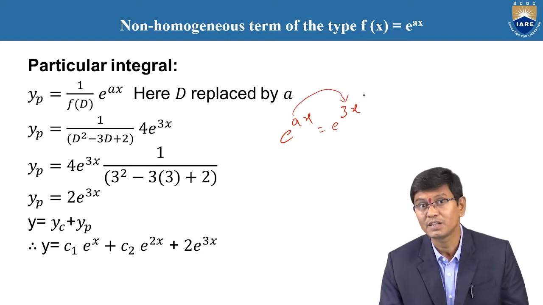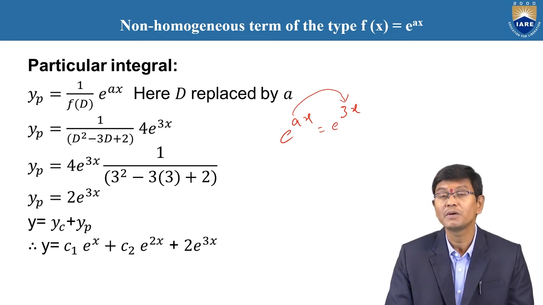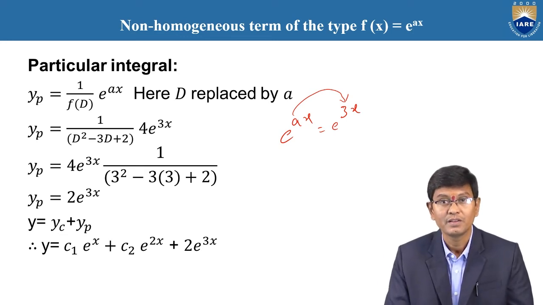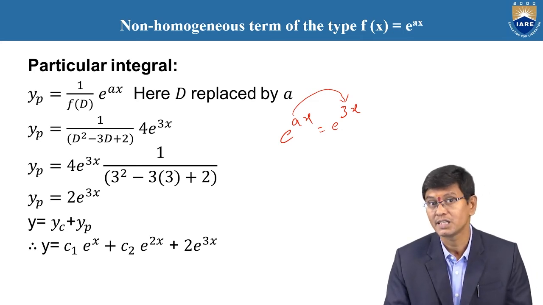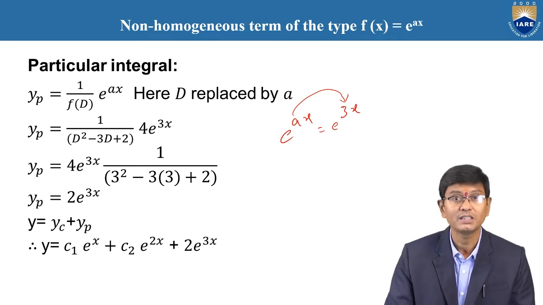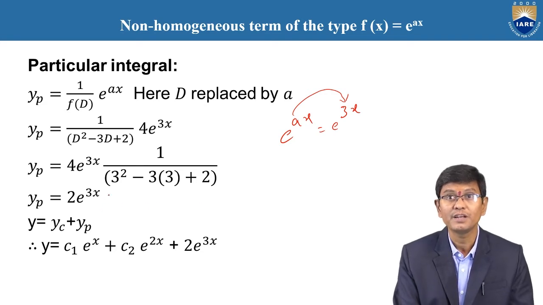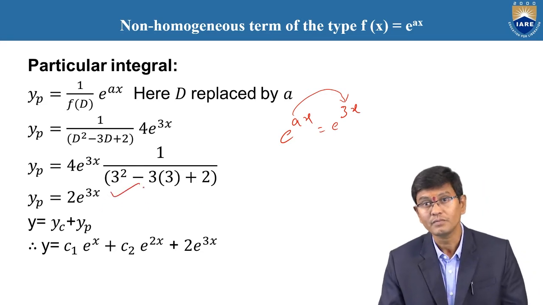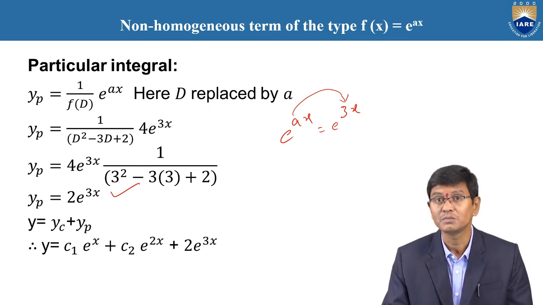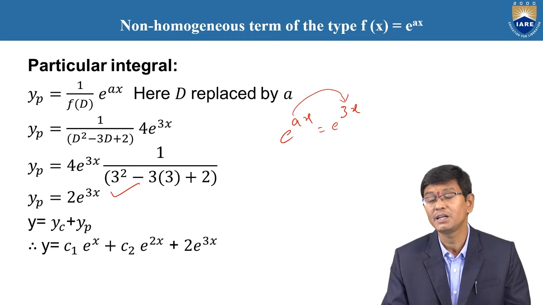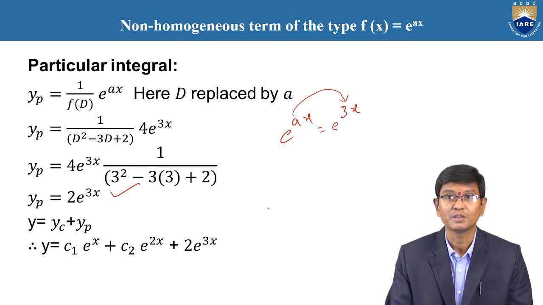Therefore, 4 into e power of 3x into 1 by 3 square minus 3 into 3 plus 2. Here the denominator is not equal to 0. Therefore, the particular integral is 2 into e power of 3x. Therefore, the solution of this equation is y is equal to the complementary function plus the particular integral, that is the addition. Therefore, y is equal to c1 into e power x plus c2 into e power 2x plus 2 into e power of 3x is the final solution.